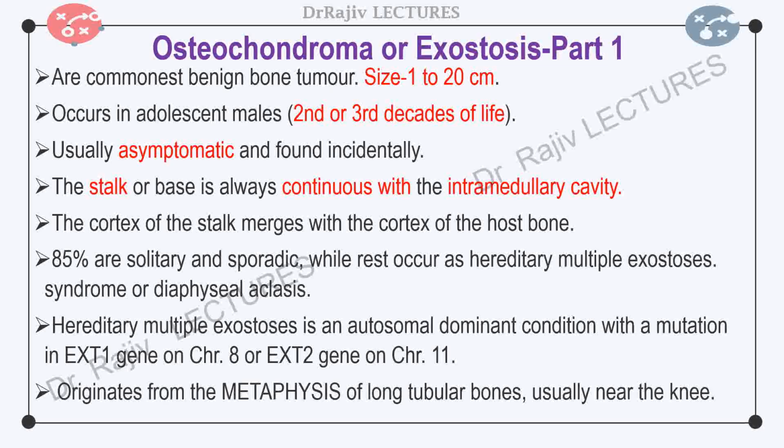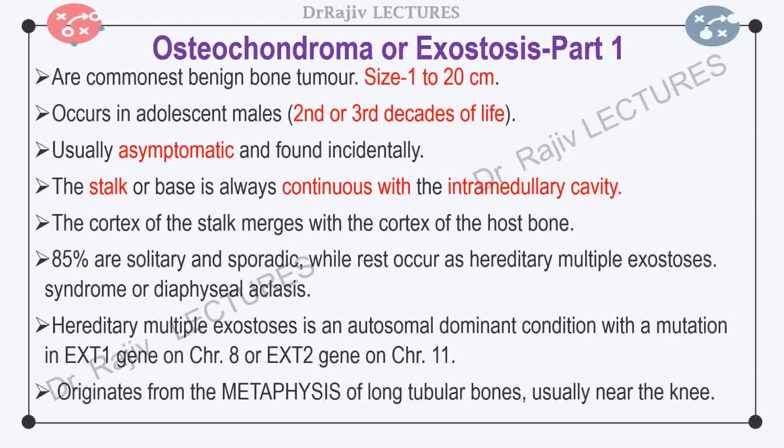An osteochondroma is popularly known as exostosis. It is the most common benign bone tumor. It is a cartilaginous neoplasm because it produces chondroid matrix. These typically occur in adolescent males in their second or third decades of life. The lesions are usually asymptomatic and are found incidentally during the examination of an extremity swelling.